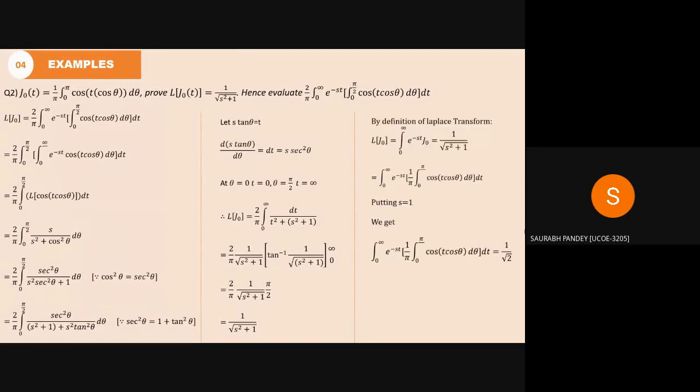By the definition of the Laplace transform, we know that Laplace of J naught is equal to the integral from 0 to infinity of e raised to minus st times J naught. So we can put s equals 1, and we get the integral from 0 to infinity of e raised to minus t times J naught of t, which is 1 by root 2. They asked us to evaluate this, and this was the evaluation.